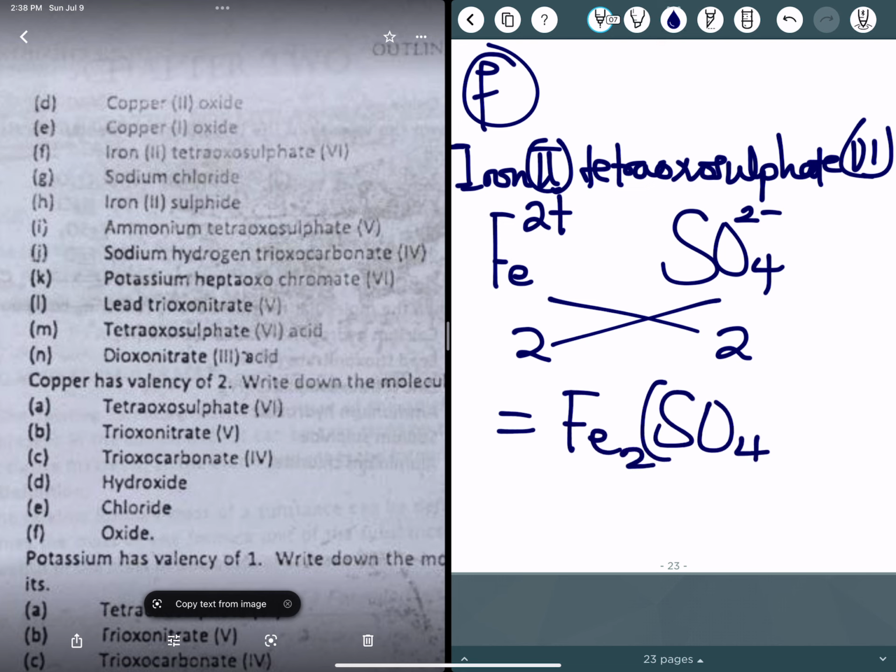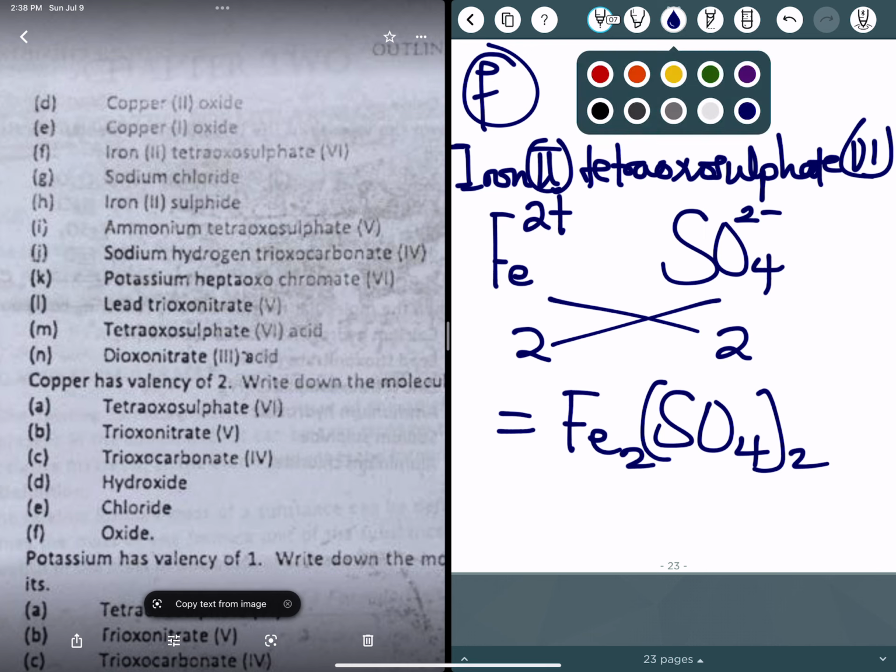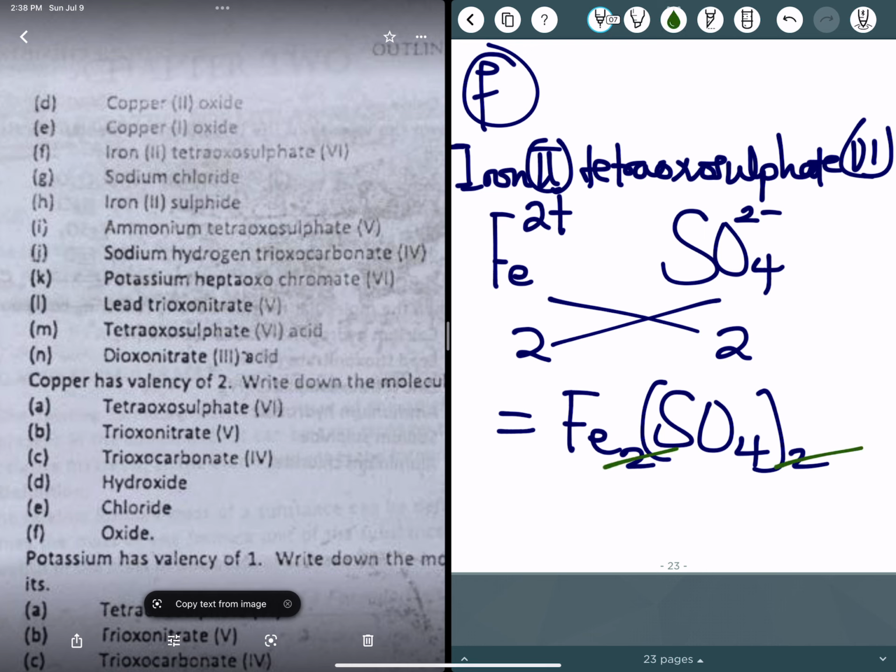That's Fe2(SO4)2. You know the reason I'm doing this. Fe is a single element, or it's an ion of an element. SO4 is an ion of 2 elements. It's made up of sulfur and oxygen atoms coming together in different ratios. So I have to put this in brackets when I'm multiplying it by 2. (SO4) times 2. Because these 2's are similar, I can remove them. In some compounds they should be left, but most times we remove them.